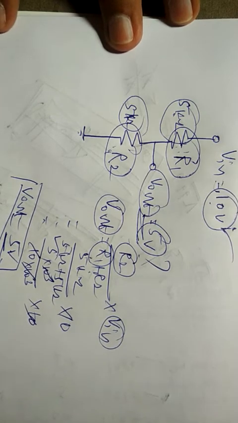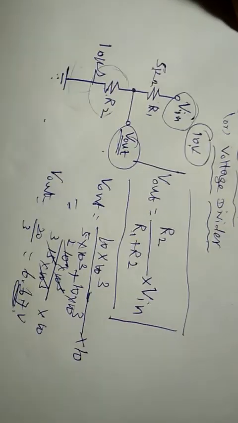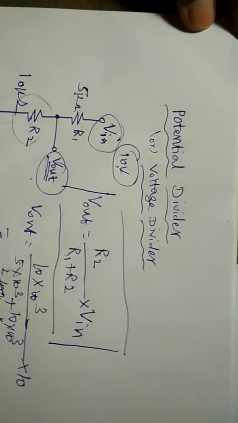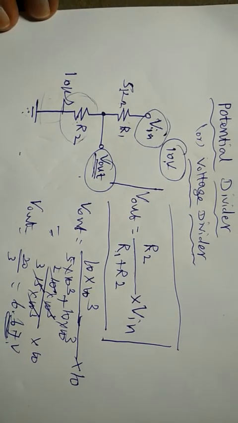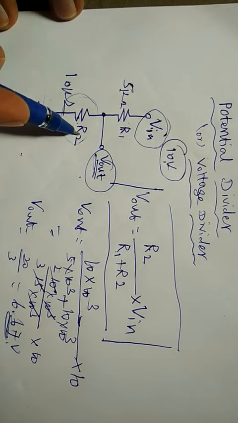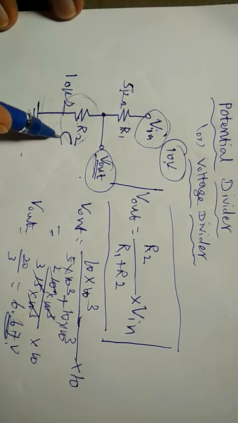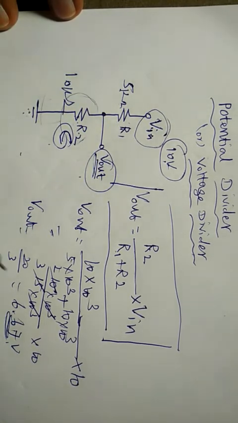So this is about the operation of a simple potential divider. This can also be called a voltage divider. Suppose we replace this R2 with a component, a capacitor, then you have to solve accordingly. So that I will post in a separate video.